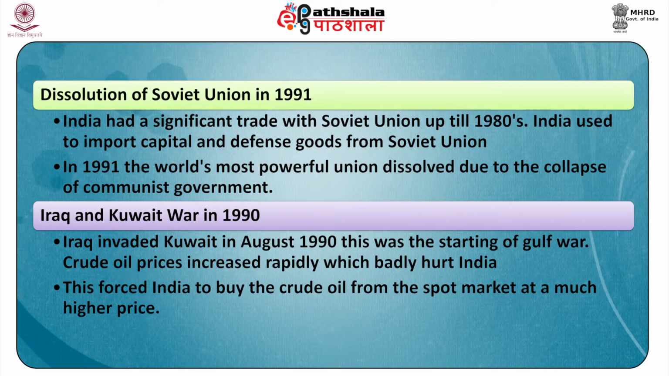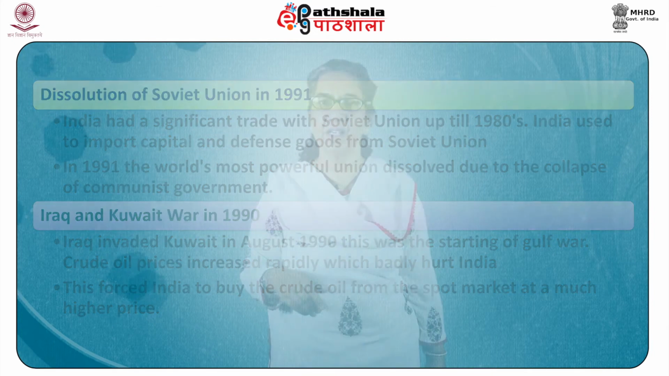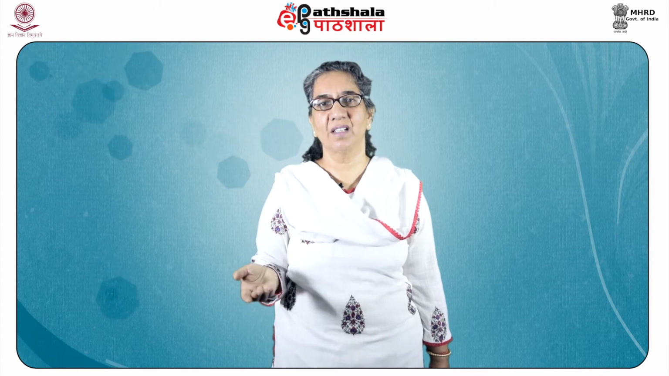The second is the Iraq and Kuwait war in 1990. Iraq invaded Kuwait in August of 1990. This was the starting of the Gulf War. Crude oil prices increased rapidly, which badly hurt India. This forced India to buy crude oil from the spot market at a much higher price. As a result, the oil bills increased from 40% in 1989 to 60% in 1990. Export to these two countries were also badly affected.